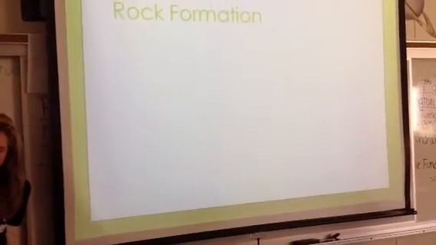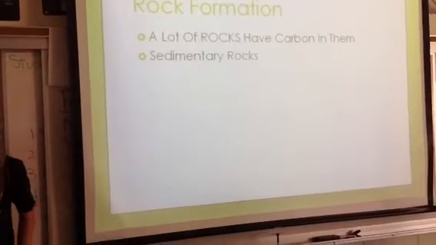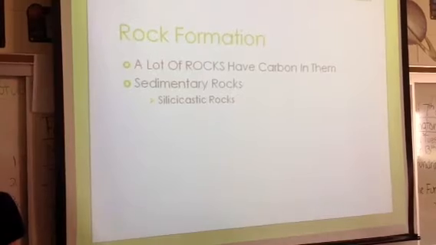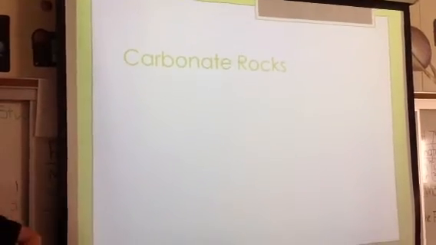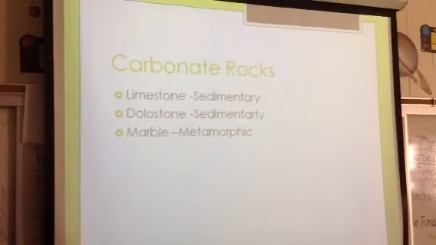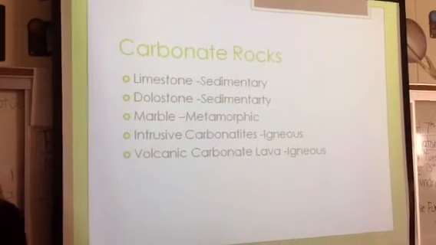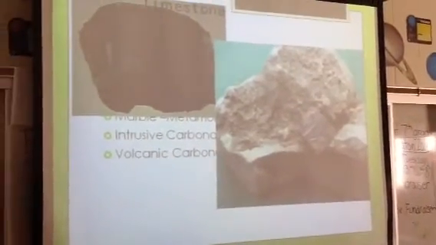Okay, rock formation. A lot of rocks have carbon in them. They're mostly sedimentary rocks. There are two kinds of sedimentary rocks, and carbonate rocks. Some of the carbonate rocks are limestone, which is a sedimentary rock; dolostone, which is a sedimentary rock; marble, which is a metamorphic rock; intrusive carbonite, which is igneous; and volcanic carbonate lava, which is igneous. Both of the igneous ones are really, really rare.